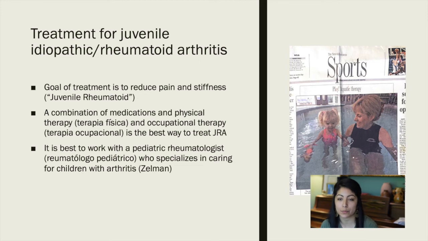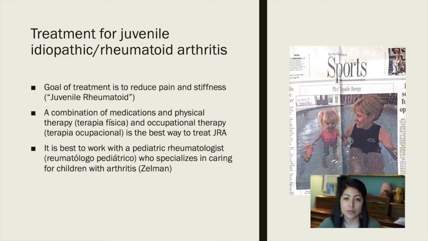Physical therapy will help improve and maintain muscle and joint function, while occupational therapy will help improve the ability to do daily activities. A type of therapy that is available is aquatic therapy, which is what my friend did to help her build up those leg muscles and learn to walk, and that's where she took those first steps, in the water. So the best way to come up with a plan for a child with JRA is to work with a pediatric rheumatologist who specializes in children with arthritis.